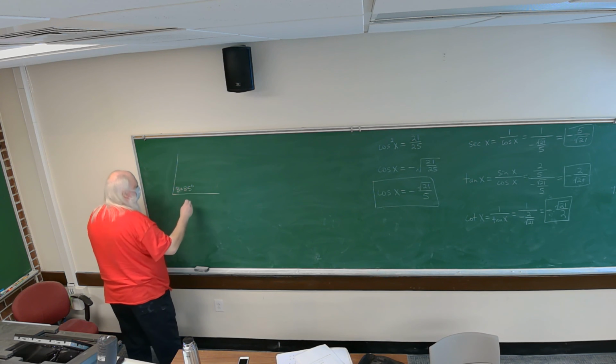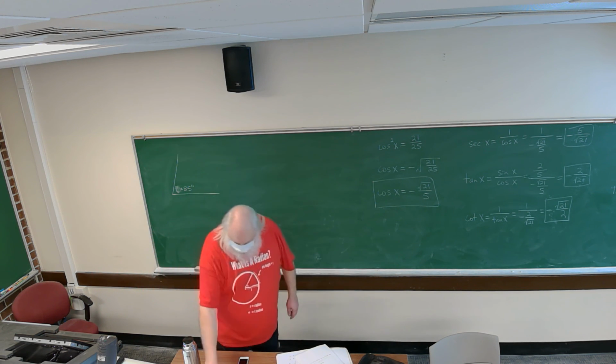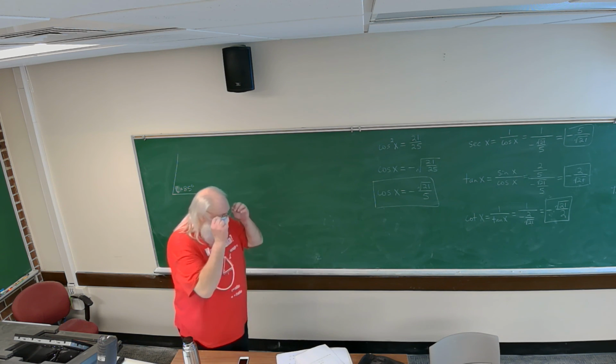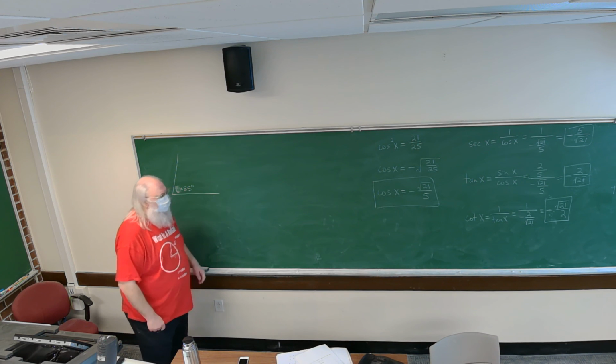Here's a C. Oh, I'm sorry. It's angle B that we're relating. Okay. So angle C, I can't see that without my glasses. Then when I put on my glasses, I can't see the board. I mean, it's a catch-22.